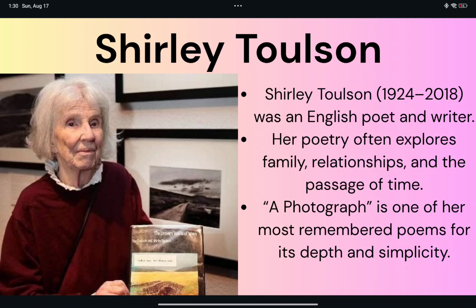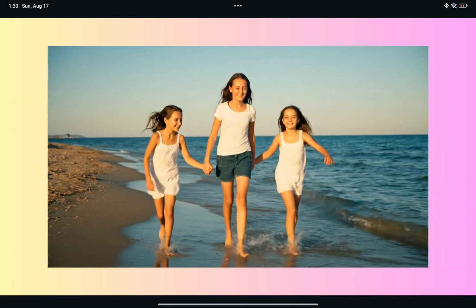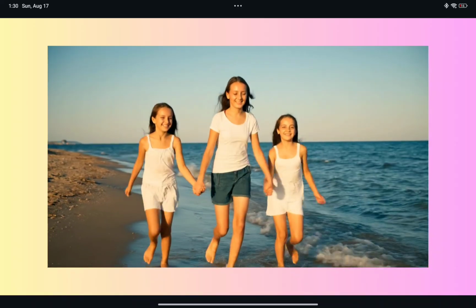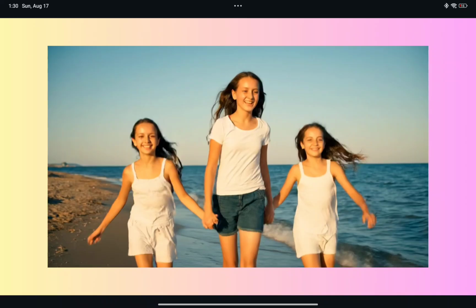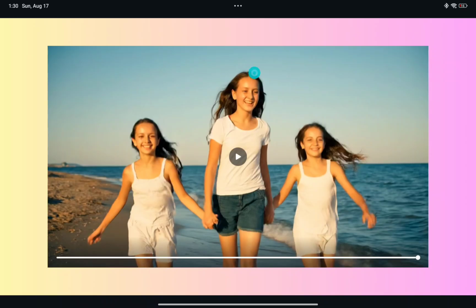Let's watch this video first. So, in this video, you notice there were three characters. One is this girl in the middle, and here are her two cousins on each of her sides. The activity they are doing is called paddling. That is walking near the beach with water flowing near the feet, water washing the feet of the people. That activity is called paddling.